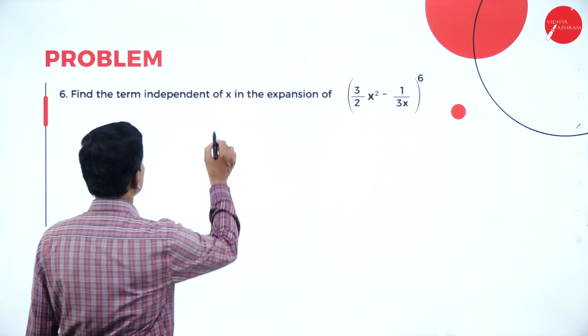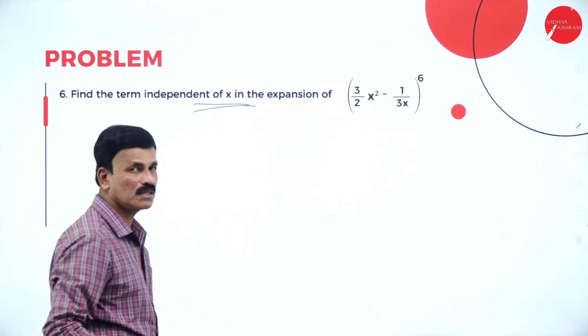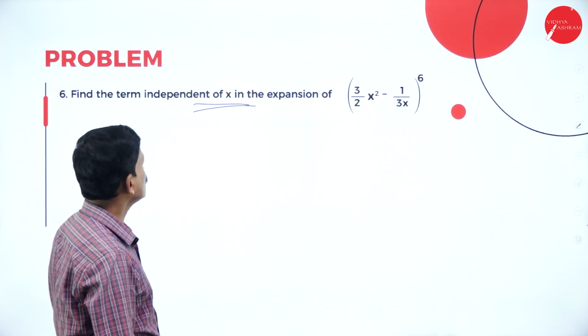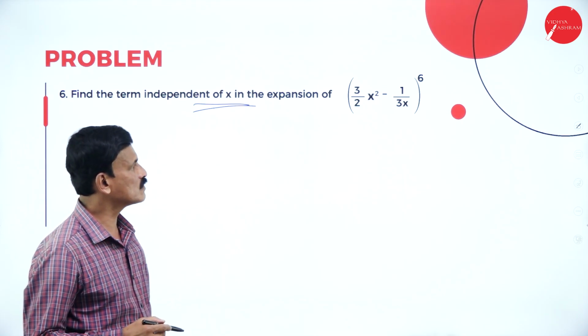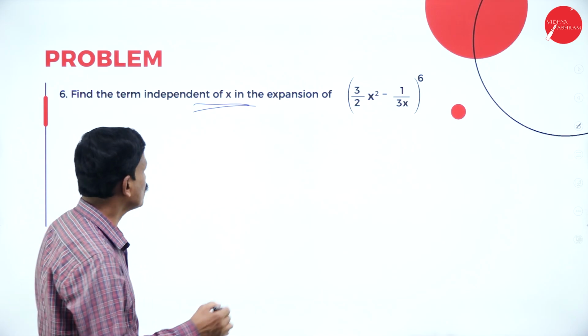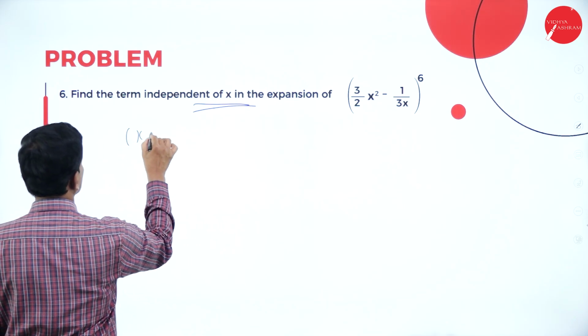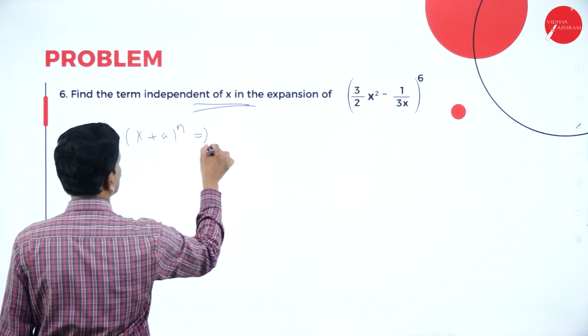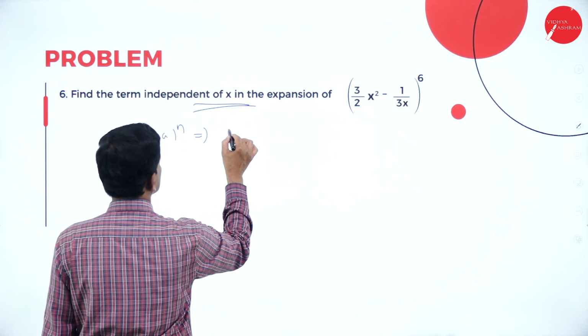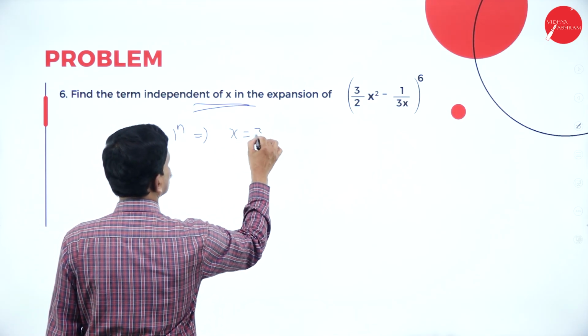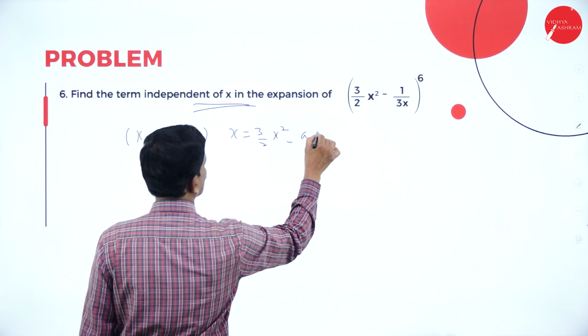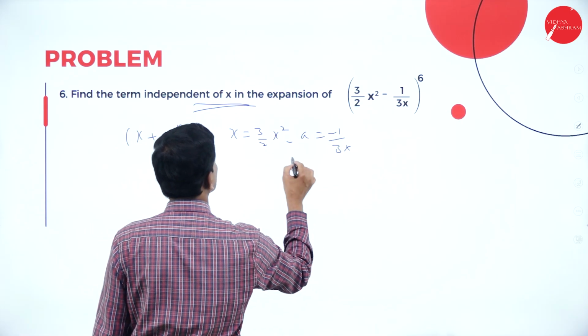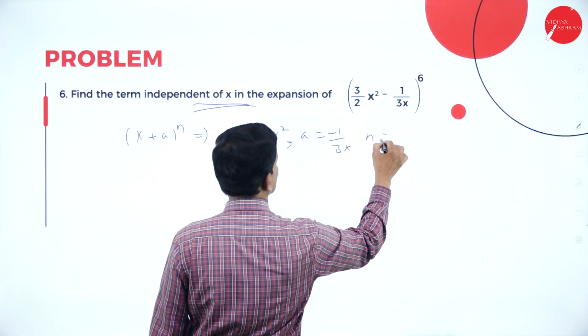Find the term independent of x. Independent of x is nothing but the constant term in the expansion of (3/2 x² minus 1/(3x)) whole to the power of 6. Just compare this with (x + a) to the power of n, which implies x is equal to 3/2 x², a is equal to minus 1/(3x), and n is equal to 6.